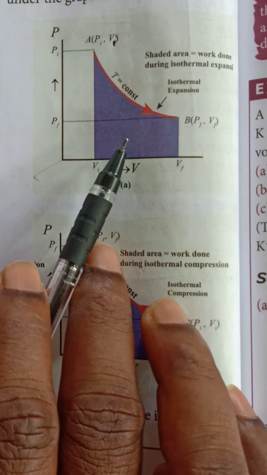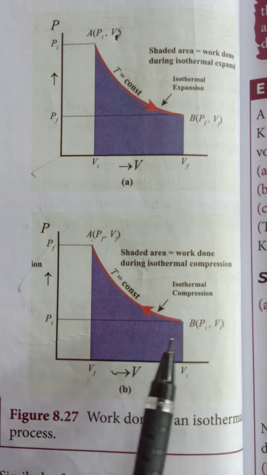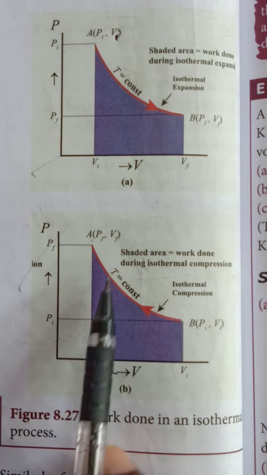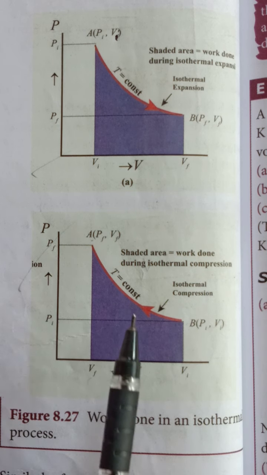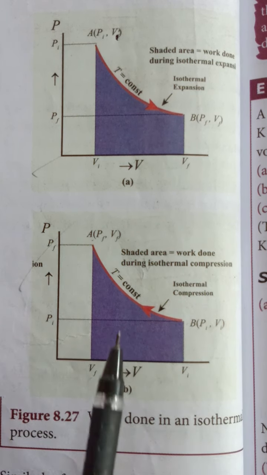In the case of compression, initially here Pi, Vi. During compression the volume will be reduced and the pressure will be increased, so we get a curve like this, and T is constant for the isothermal process. So this shaded region is called the work done on the gas. Here work is positive, here work is negative.